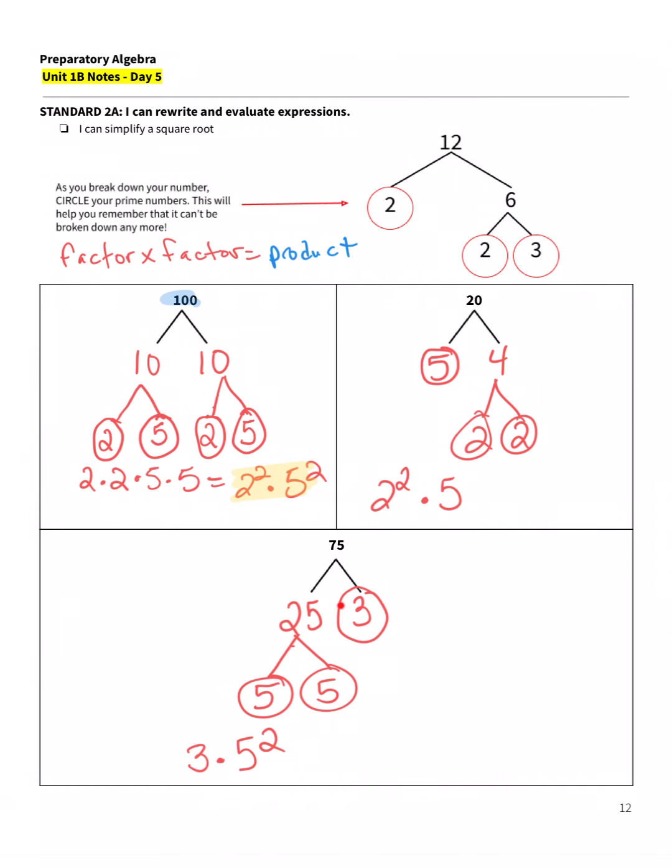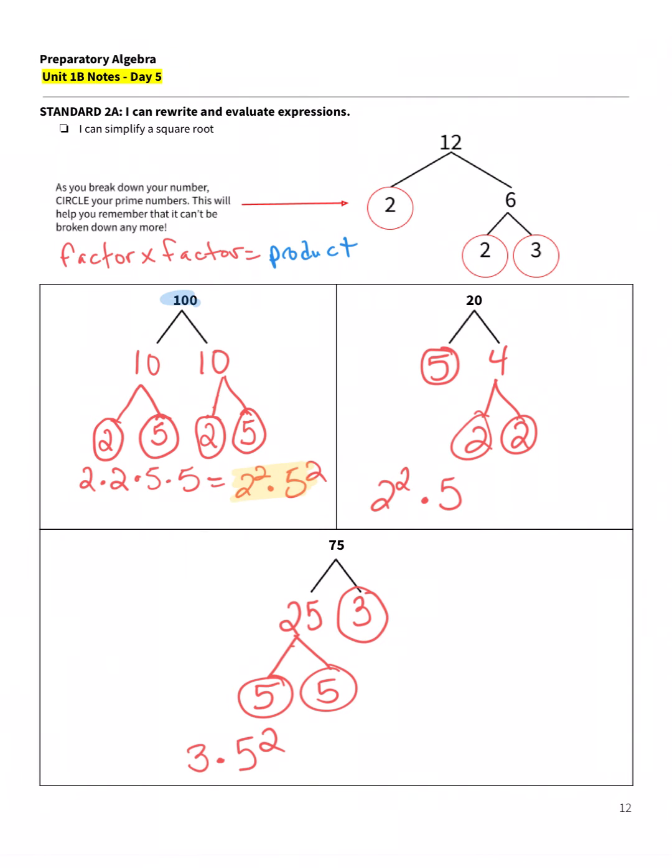3 is a prime factor, so I circled it. Now I know I'm done with this branch. 25 is not a prime factor, so I found two factors of 25, which 5 times 5 is equal to 25. 5 and 5, both prime numbers, so I circled them. Now I can see that every branch has a circle or a prime number at the end, so I'm done.